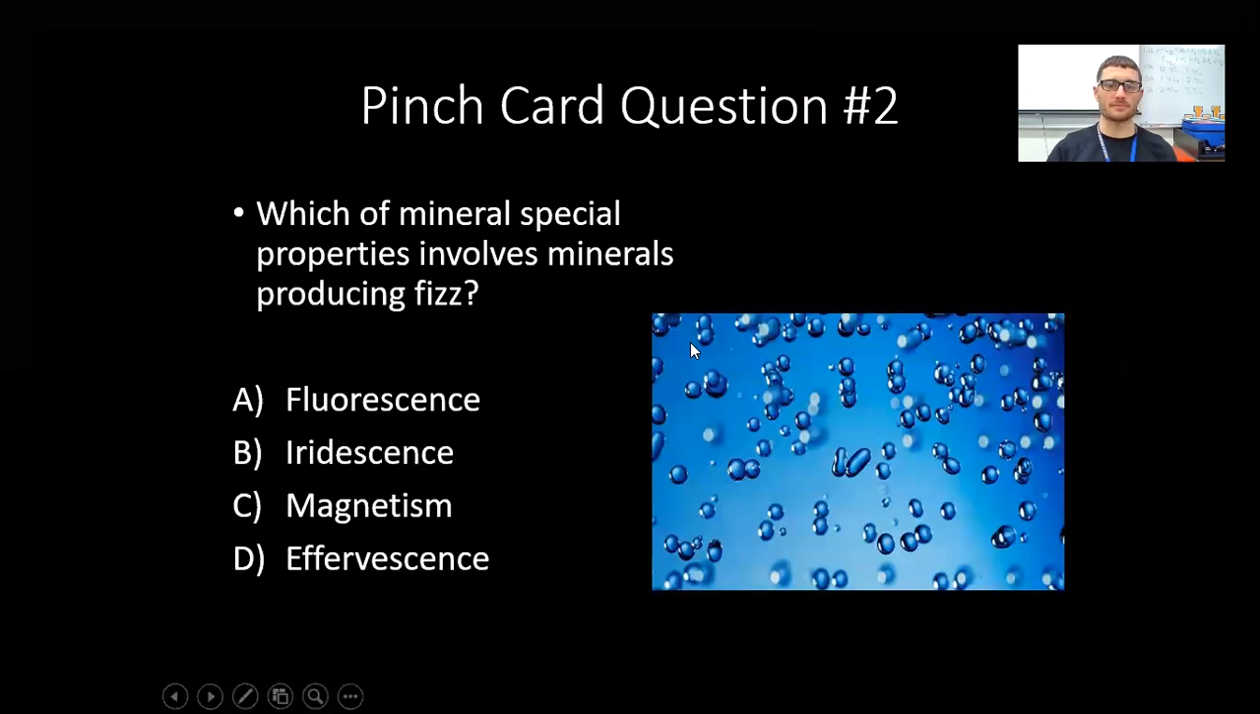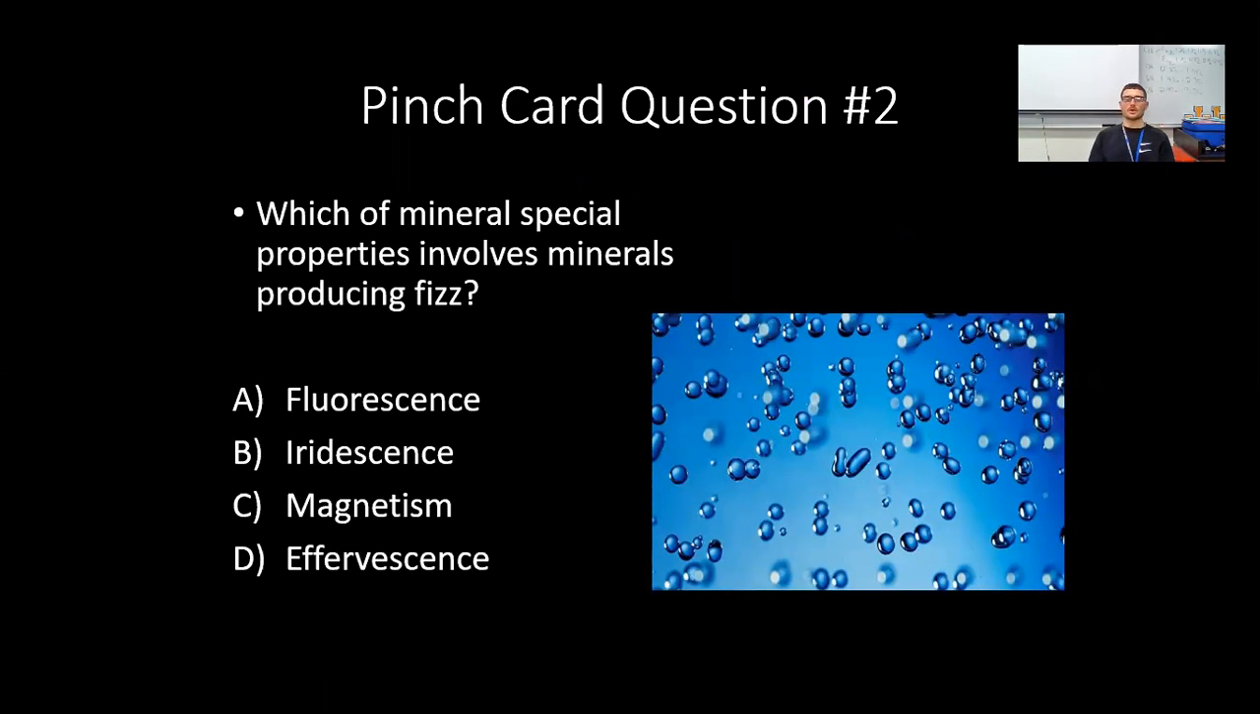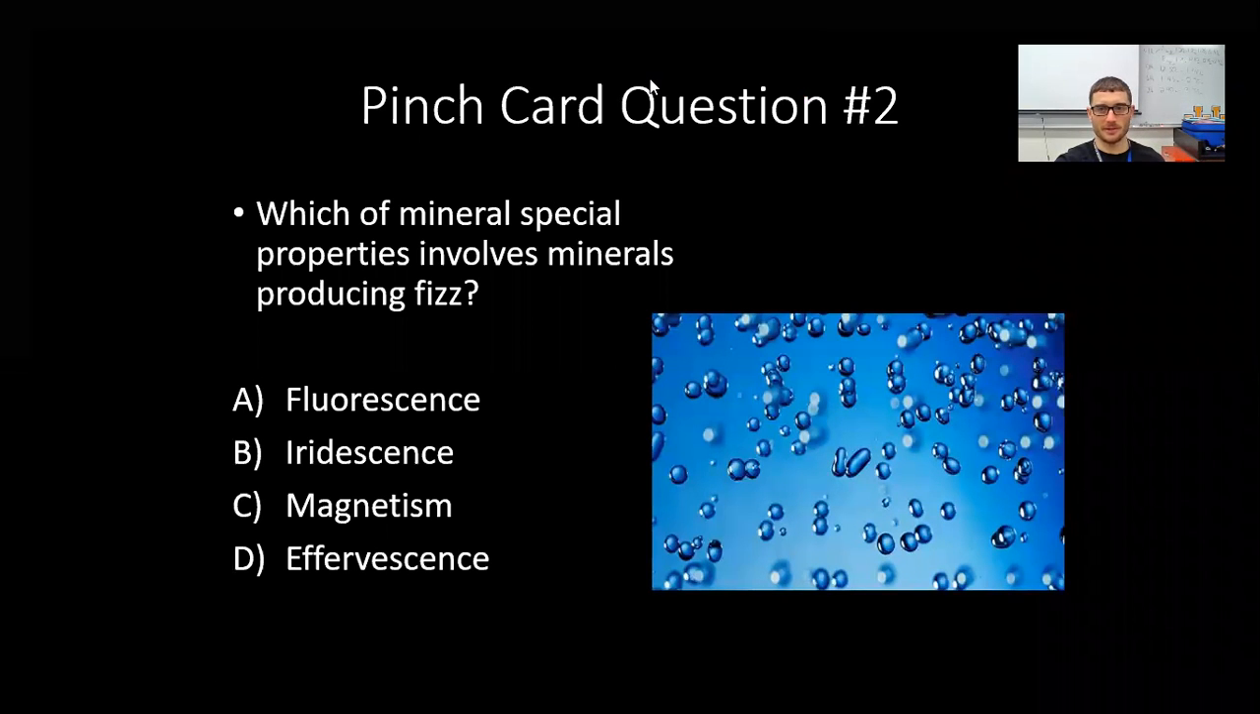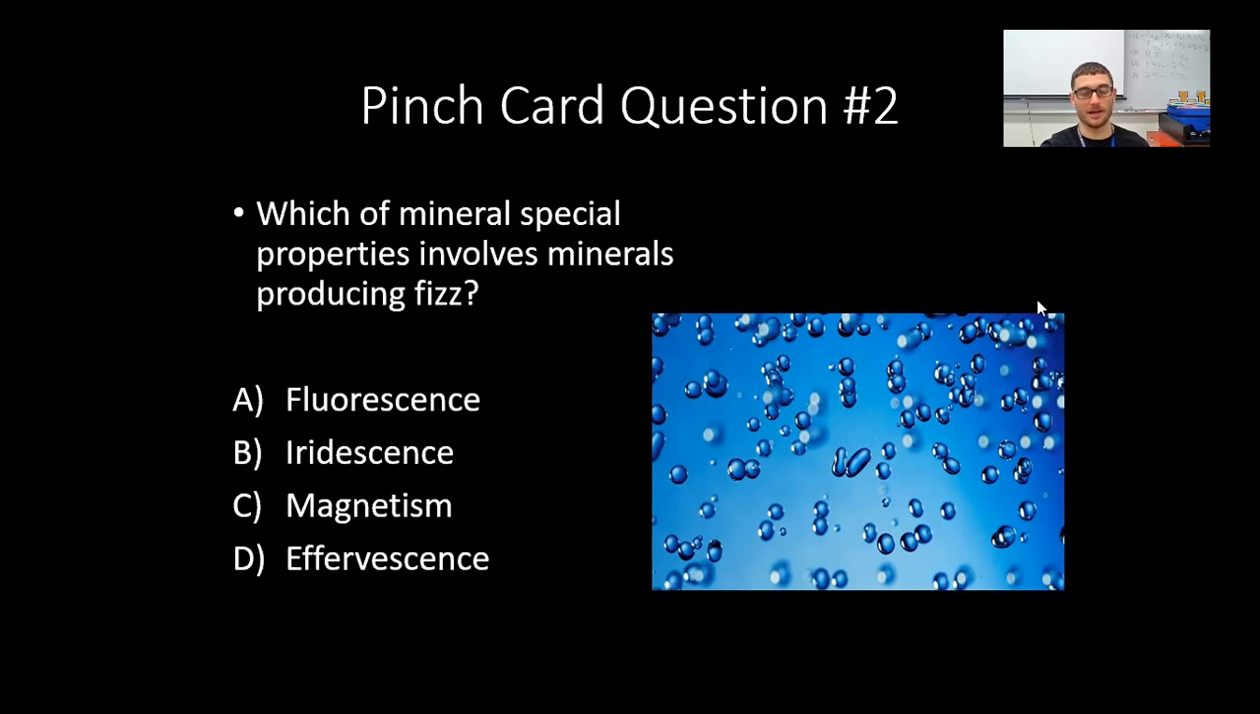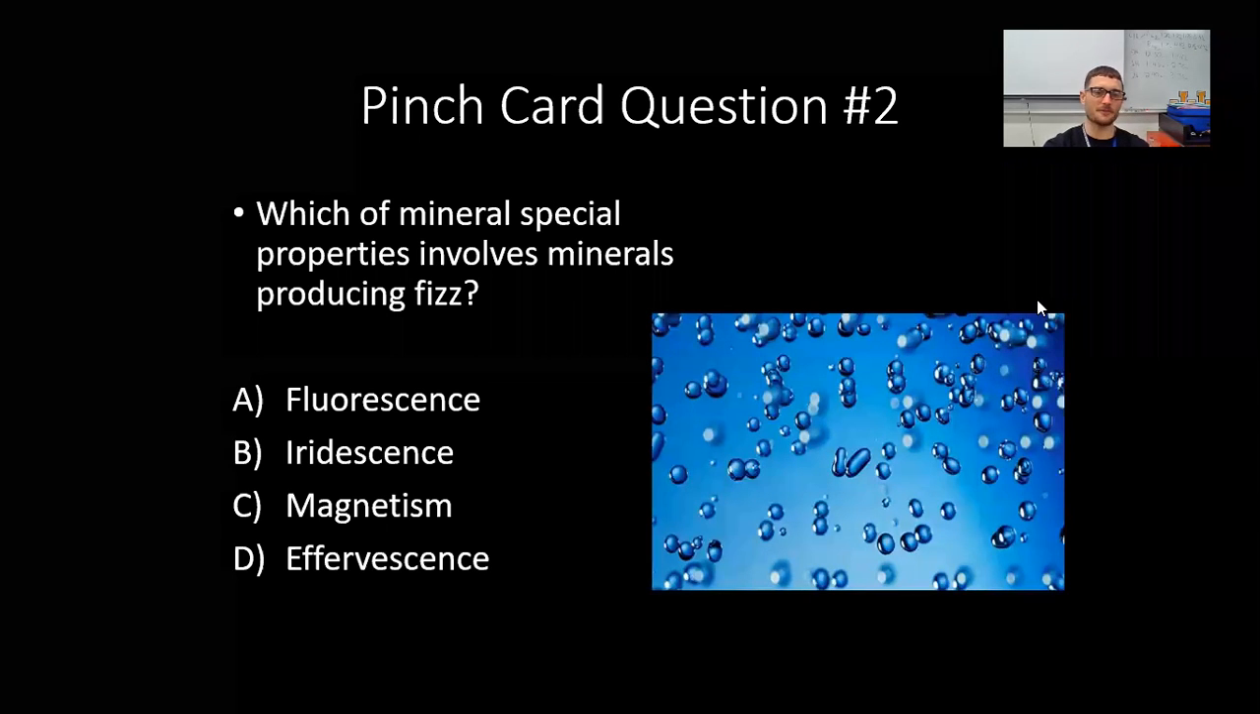Okay, here's a question. Be ready to answer. Which of the mineral special properties involves minerals producing fizz? I need y'all to answer this question for me. We said it in the Go Blue. If the mineral produces fizz, what is that? A, fluorescence, B, iridescence, C, magnetism, or D, effervescence?